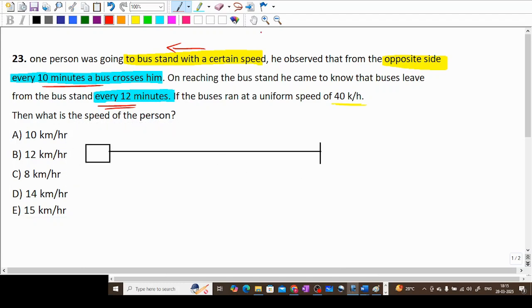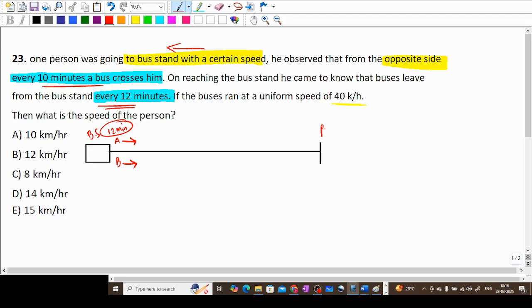Let's understand. I am assuming this is my bus stand. From the bus stand, after every 12 minutes, buses are leaving. Let us say the first bus is here, leaving at a certain time, let us assume 10 a.m. The next bus, let us assume B, will leave the bus stand at 10:12 a.m. Means the time gap between the first bus and the second bus is 12 minutes.